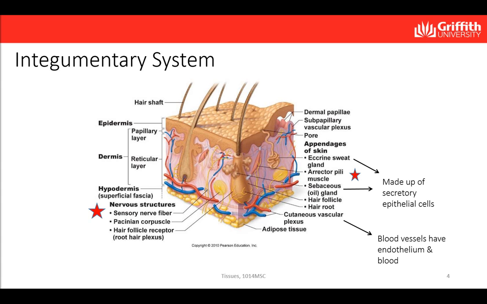The reticular layer underneath the papillary layer accounts for about 80% of the thickness of the dermis. It is a coarse, dense, and irregular connective tissue. The roots of hair, sebaceous glands, and sweat glands are located within the reticular layer of the dermis.